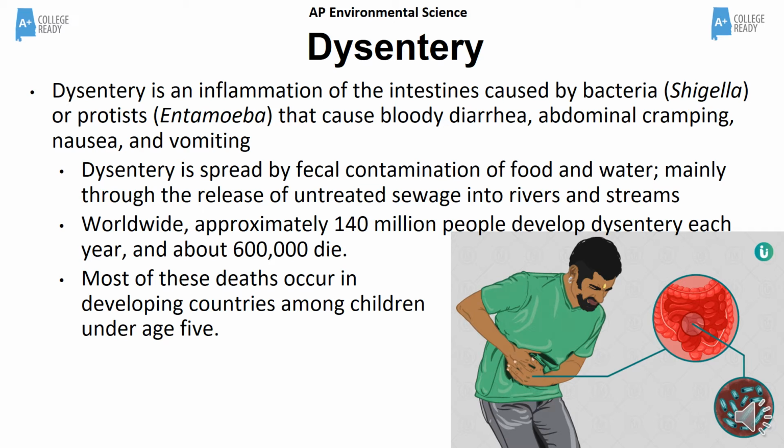Dysentery is an inflammation of the intestines caused by the bacteria Shigella or the protist Entamoeba that cause bloody diarrhea, abdominal cramping, nausea, and vomiting. Dysentery is spread by fecal contamination of food and water, mainly through the release of untreated sewage into rivers and streams. Worldwide, approximately 140 million people develop dysentery every year, and about 600,000 die. Most of these deaths occur in developing countries among children under 5.